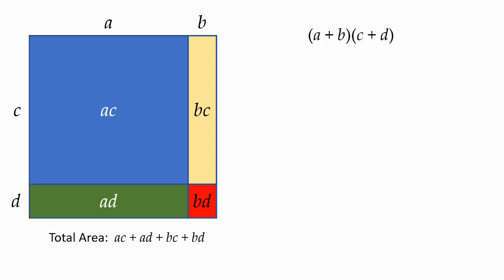Now, we can also do this algebraically. If we multiply the binomials a plus b and c plus d, we can use a technique called the FOIL method. The FOIL method is usually introduced in a middle school algebra class. And FOIL stands for first, outer, inner, last, and this represents the order in which the multiplication is carried out.